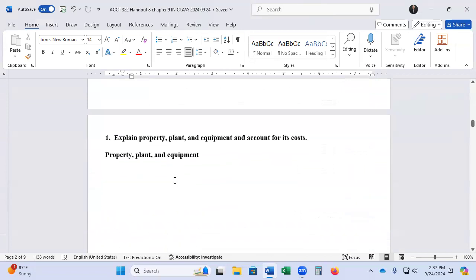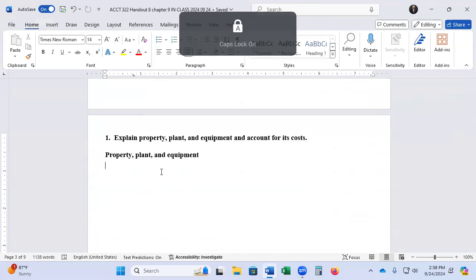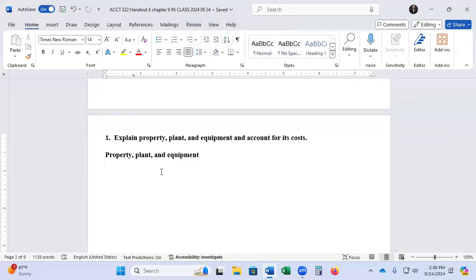So let's go ahead and jump into property, plant, and equipment. Okay. So this is going to be notes, but these will be here. Keep in mind if you fall behind or you have a question, these will be on here, but if you need me to stop at all, please let me know. Okay. Property, plant, and equipment.